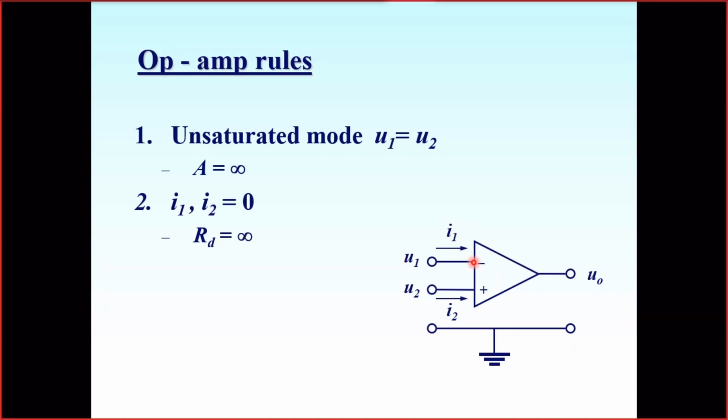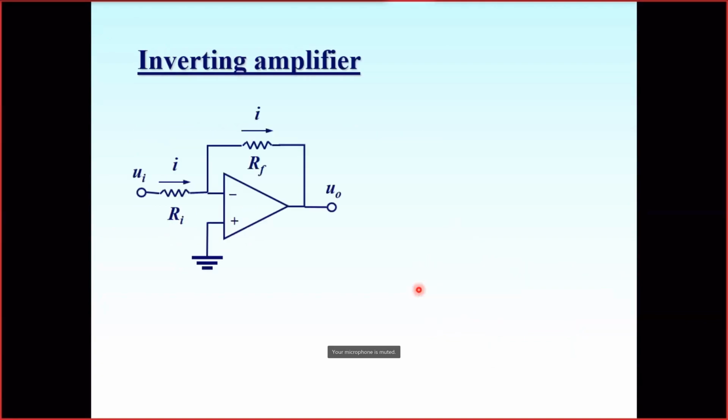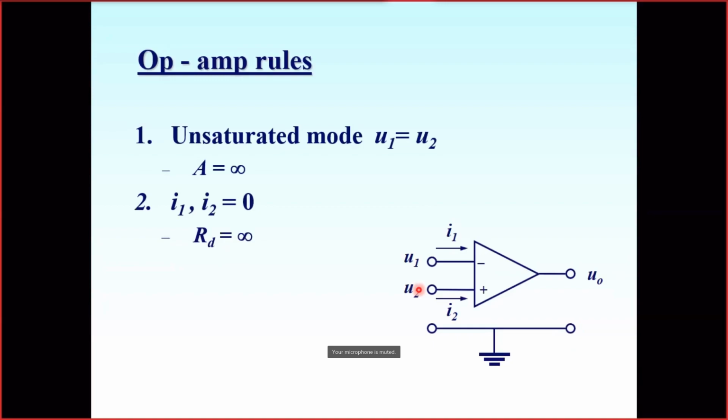The second rule is that when we consider the current flow through the inputs, it is always zero. So no current goes from U1 into the amp and back, and no current goes from U2 into the amp and back. We use that as the second rule. Using these two rules, we may calculate or design whatever op-amp circuit. So let's see an example.